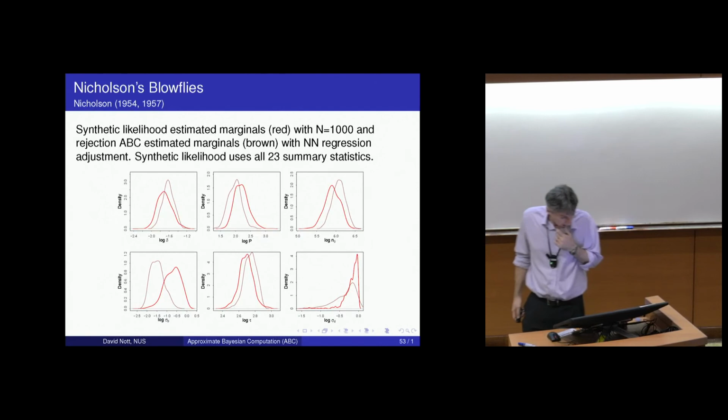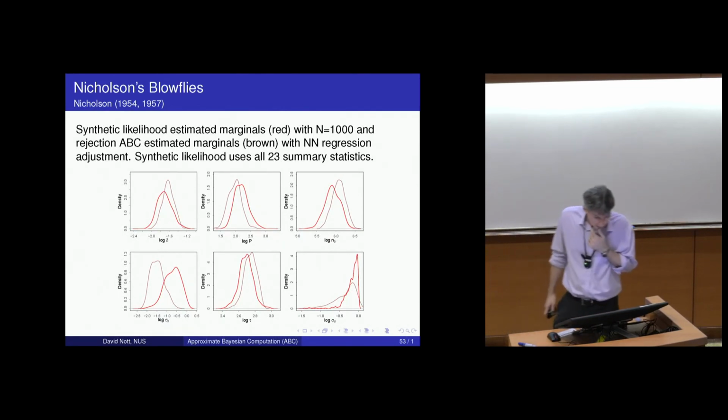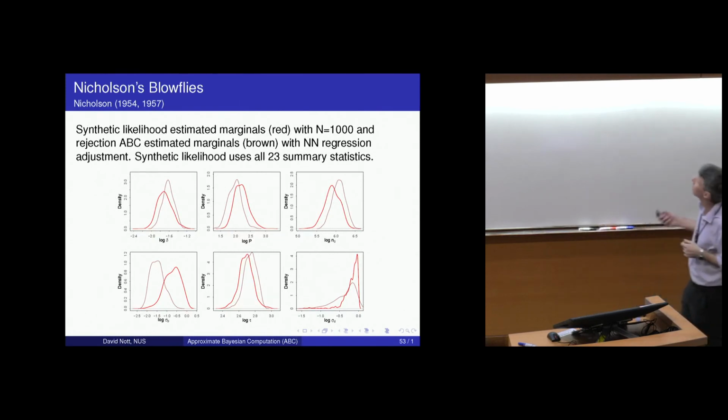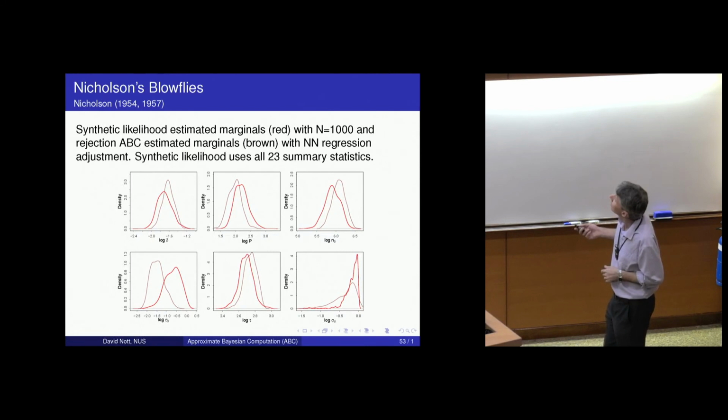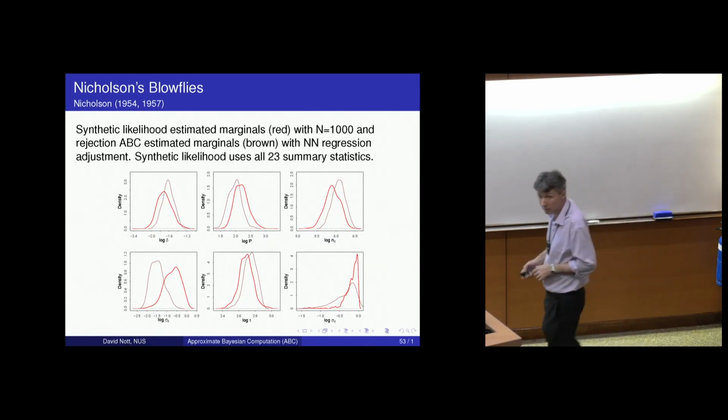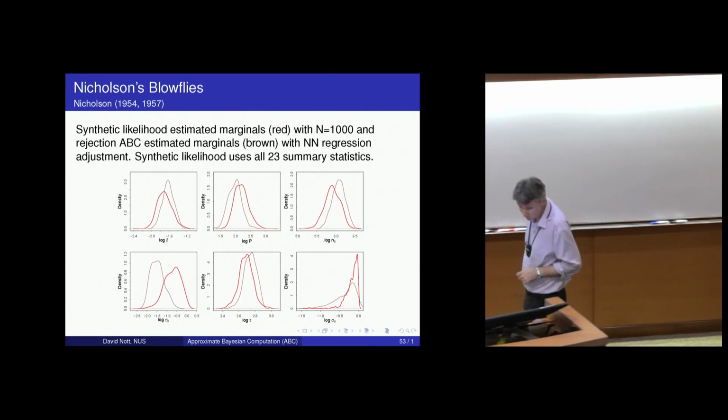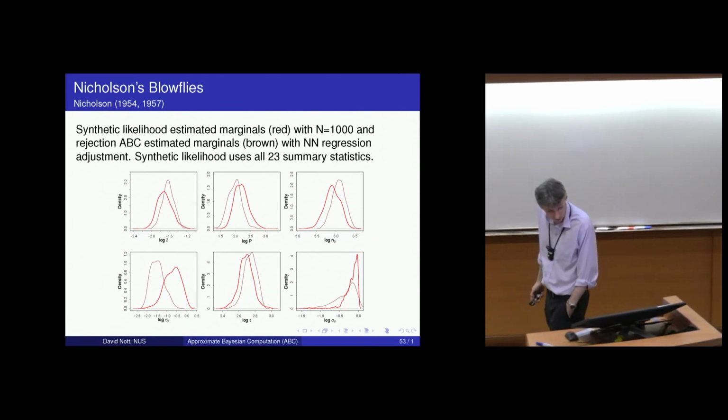Here again, this is looking at synthetic likelihood compared to the ABC estimated marginals with neural network regression adjustment. The synthetic likelihood just uses all 23 summary statistics, so it copes really well with high dimensional summary statistics.